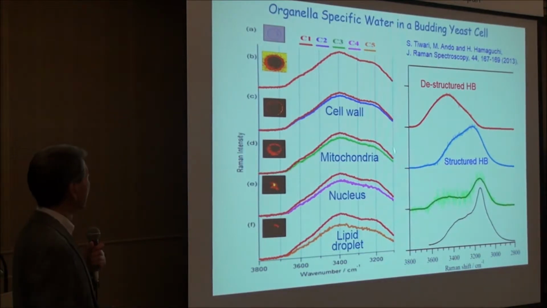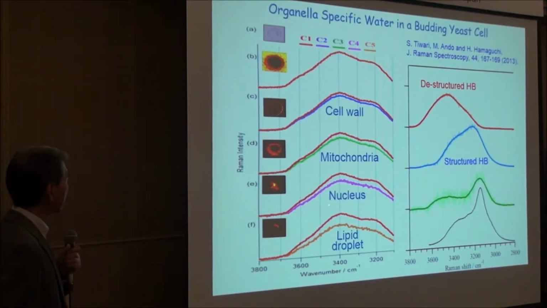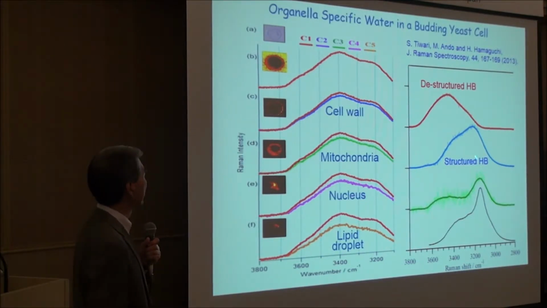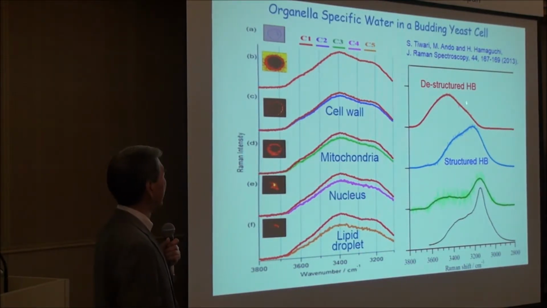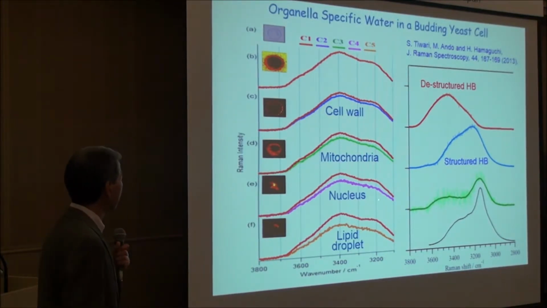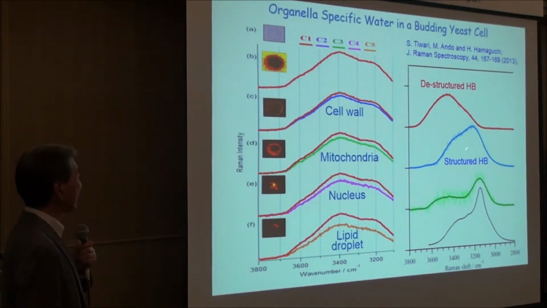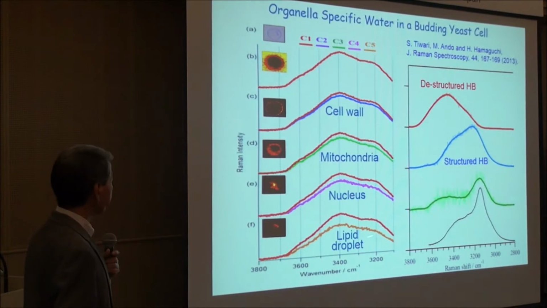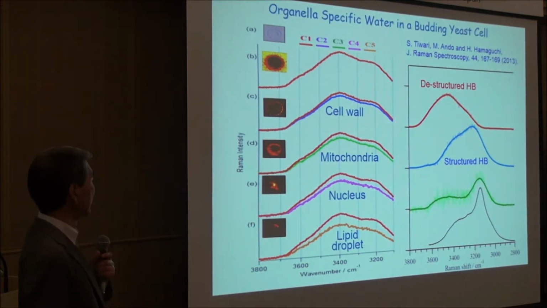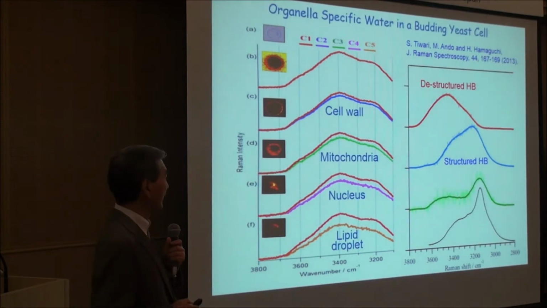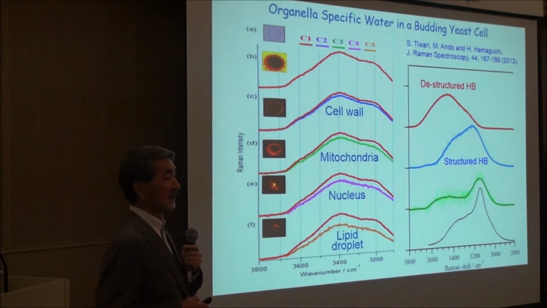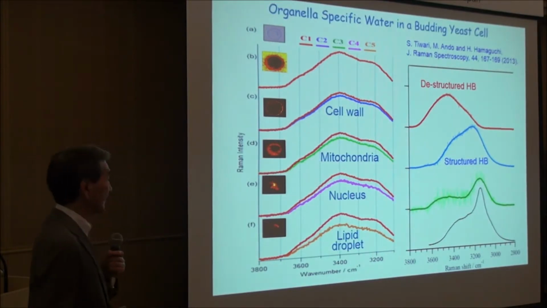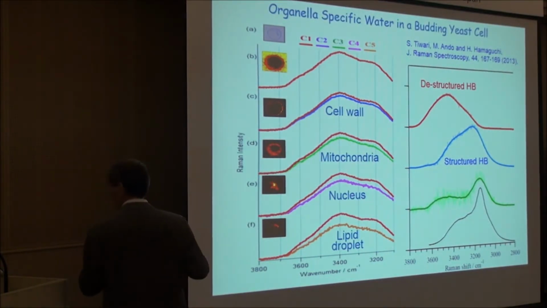This is ordinary water. So if you go to, say, a lipid droplet or nucleus, then this peak becomes a little weaker. Okay? So here I know that in this room temperature range, we have structured hydrogen bonded water and destructured hydrogen bonded water. So in the case of nucleus and lipid droplet, maybe the structured hydrogen bonded water contribution is smaller. But this is all preliminary data, and we are planning to examine the organelle-specific water in living cells in more detail. This is only one example.